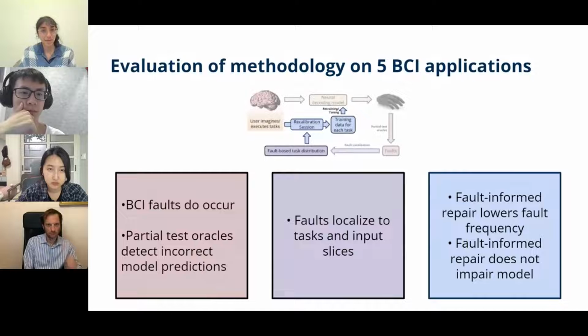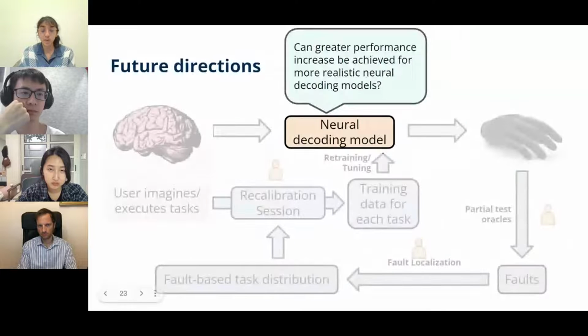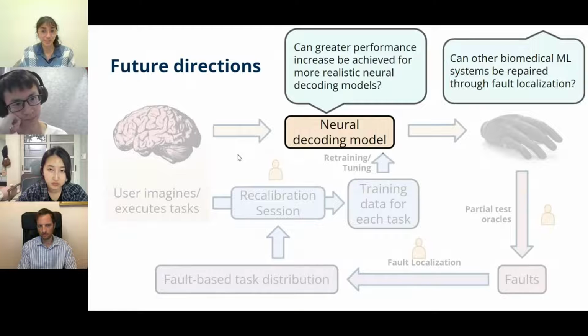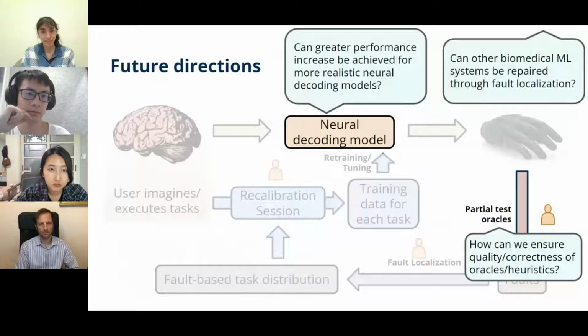Our work demonstrates that an expert-in-the-loop methodology based on partial test oracles and fault localization is an effective way to test and repair BCIs. There are many avenues for future work, such as testing BCIs in more realistic settings, applying this methodology to other machine learning-based biomedical systems, and exploring how to test the programmatic system itself. In conclusion, we were excited about the prospect of future research in the intersection of software testing and brain-computer interfaces, and we believe that the application of software testing can increase safety and trust in BCIs.